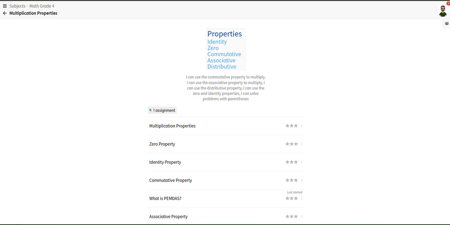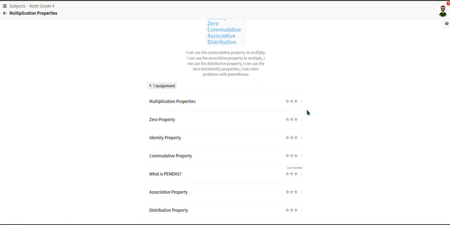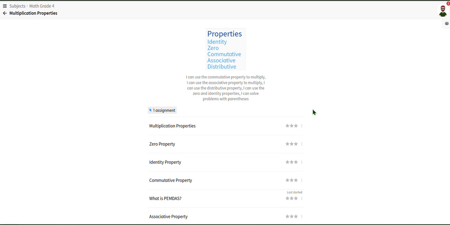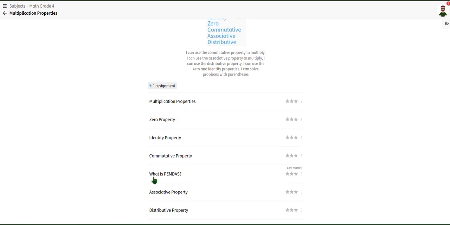Today we are going into PEMDAS specifically. This is in the property section of Anton in grade 4. I've talked about this before, but I figured I'd do a new lesson on it, updating it and clarifying it as well. So let's go ahead and get into PEMDAS.